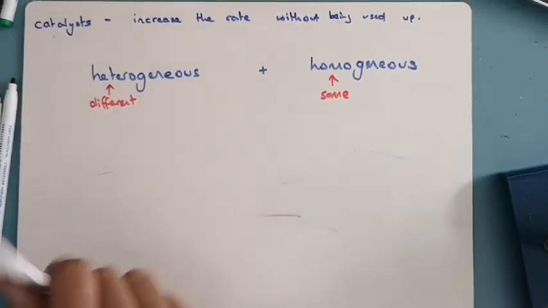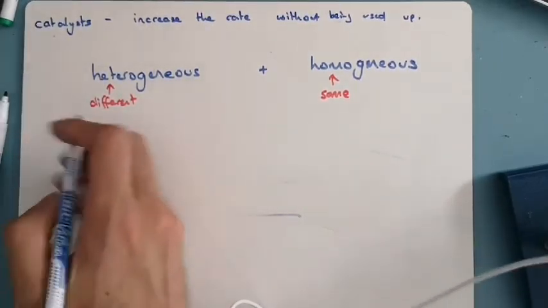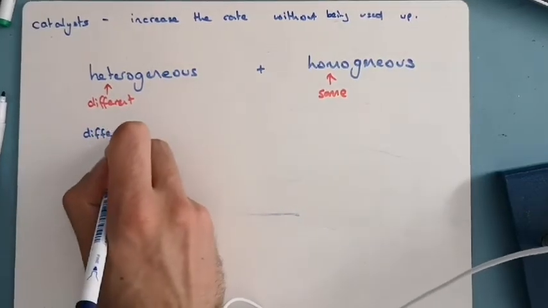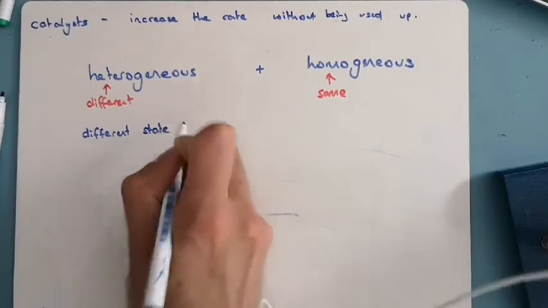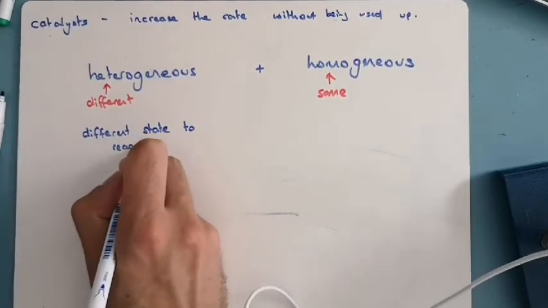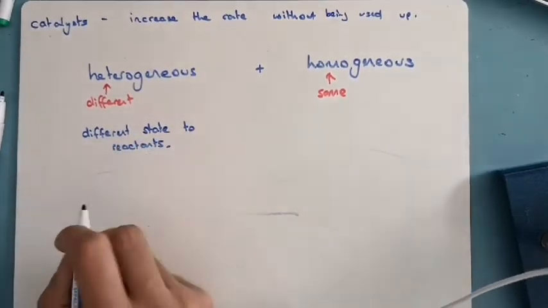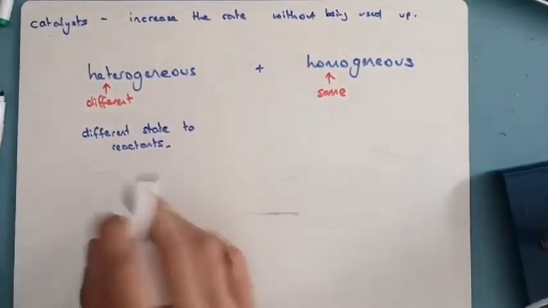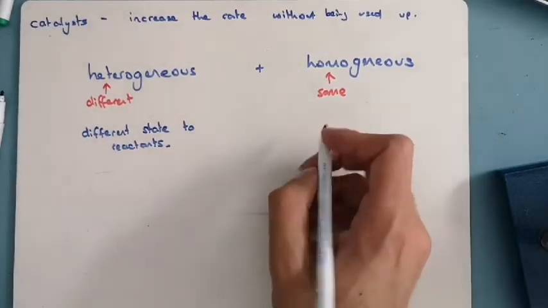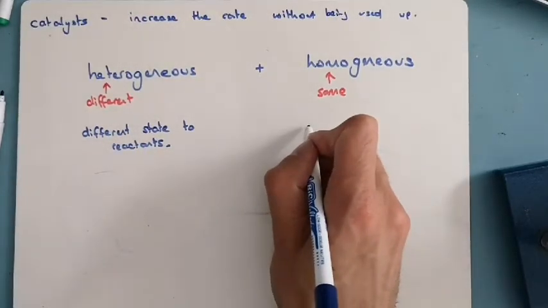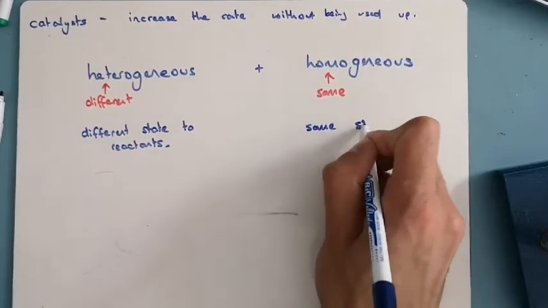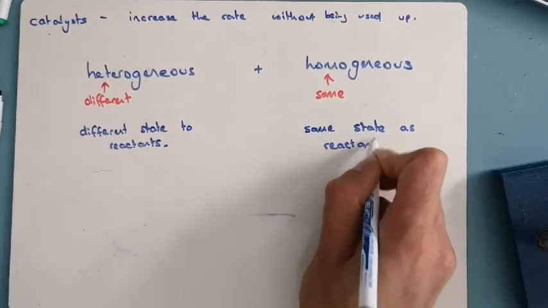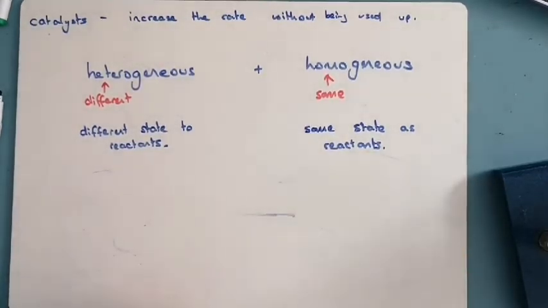So a heterogeneous catalyst is in a different state to the reactants. So if you've got liquid reactants, a heterogeneous catalyst may be solid. It's most likely in that. So the catalyst is in a different state. Whereas a homogeneous catalyst is in the same state as the reactants. So if the reactants are liquid, the homogeneous catalyst will also be a liquid.